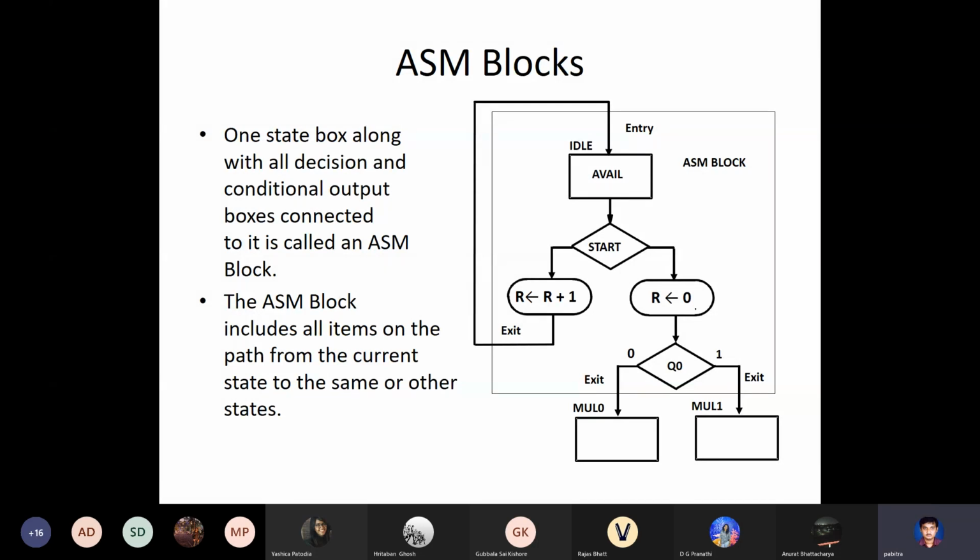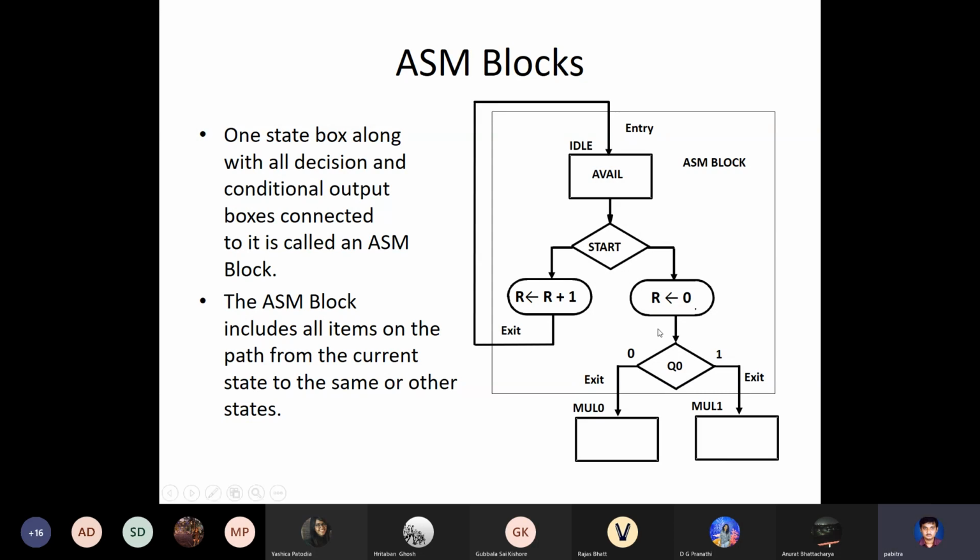ovals, they can either go to another decision box or they can go out of this ASM block. Okay, so in here it goes into another decision box. Here it goes out of the block. So this one state, 2 decision boxes and 2 conditional outputs constitute the ASM block: one single block representing one state in a state transition diagram.